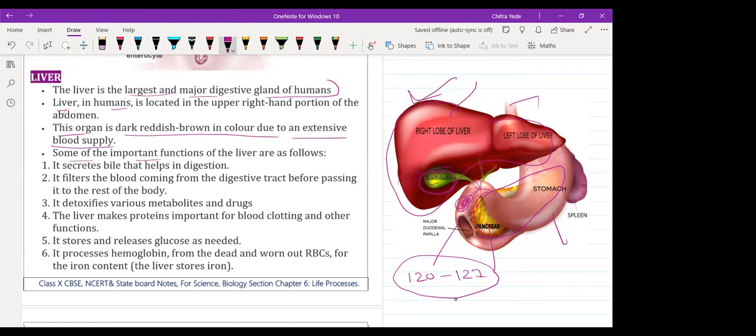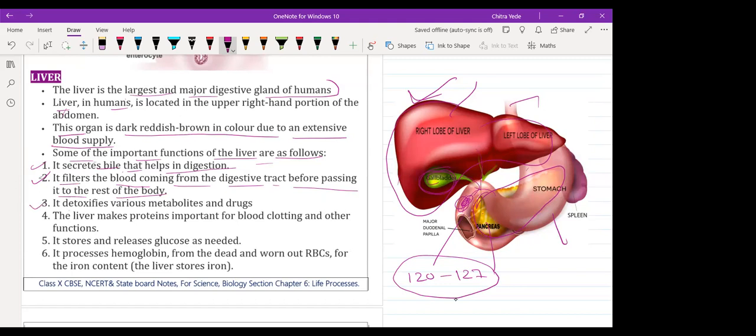Some of the important functions of the liver are as follows. Number one, it secretes the bile that helps in digestion. We already discussed that. Second, it filters the blood coming from the digestive tract before passing it to the rest of the body. Whenever blood absorbs nutrients, it reaches the liver, which filters out toxic substances from that blood, and then it is supplied all over the body.